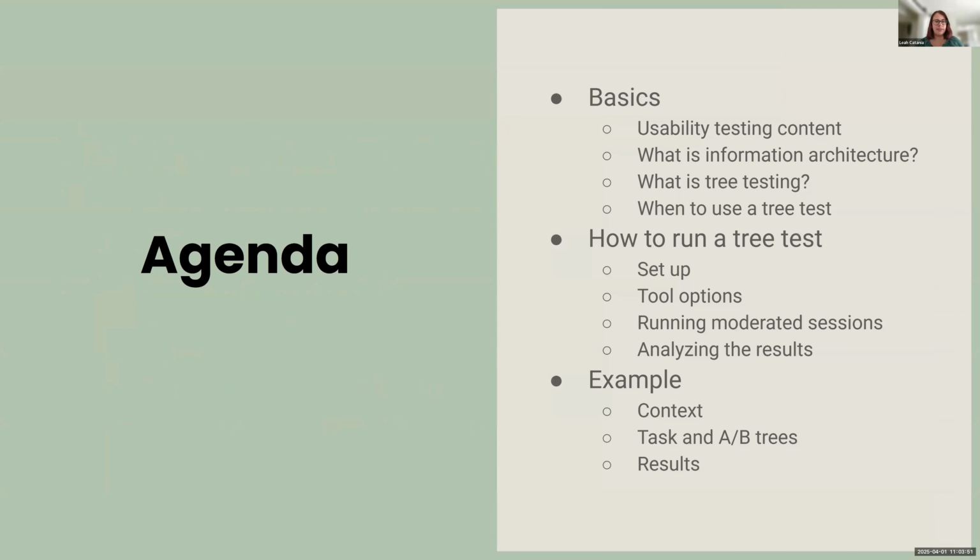So today we're going to dive into the basics about usability testing your content, information architecture, and tree testing. Then we're going to get into more specifics about how to actually run a tree test, what you should set up, the tools you can use, how to run your sessions and analyze the results. And then finally, we'll look at an example of a tree test that I helped run and some of the details and examples that we can pull out of that.